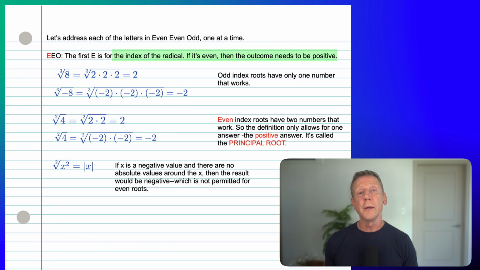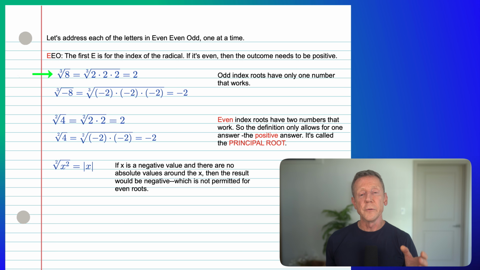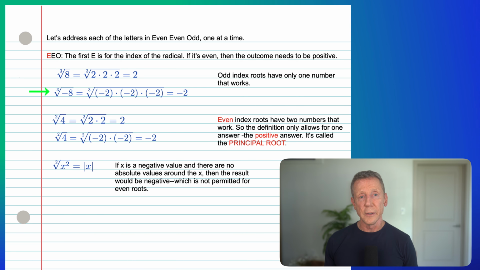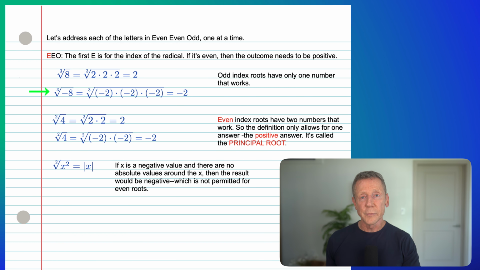To understand why, let's first look at a radical with an odd index. So for example, the cube root of 8. Cube root of 8 is 2. Why? Because 2 times 2 times 2 is 8, and there's only one number that will make that happen. That's 2. The cube root of negative 8 is negative 2. Why? Because negative 2 times negative 2 times negative 2 is negative 8. There's only one number that will make that happen.